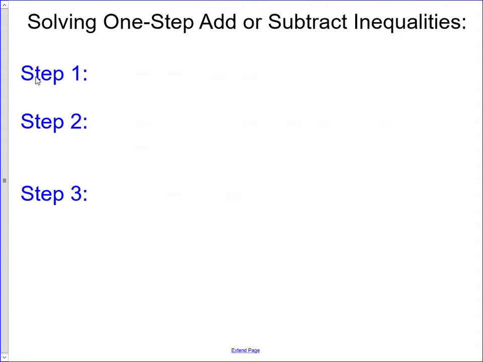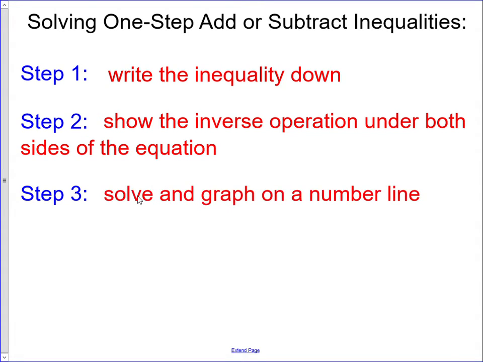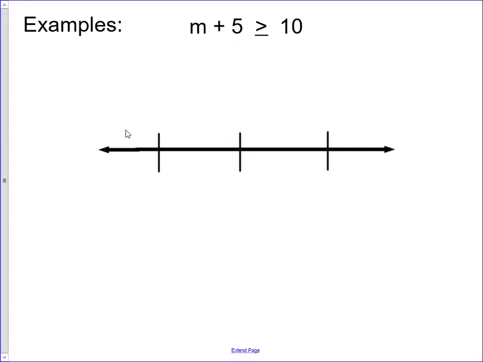The first step to solve any equation or inequality is always to write it down. So we're going to write the inequality down. Our second step is going to be to show the inverse operation under both sides of the equation. Step number 3 would be to solve, and by solve I mean do the math involved in the inverse operation. And here's the different part. We're going to graph it on a number line today. So let's take a look at a few examples. I think you'll find this fairly simple if you follow along with me.